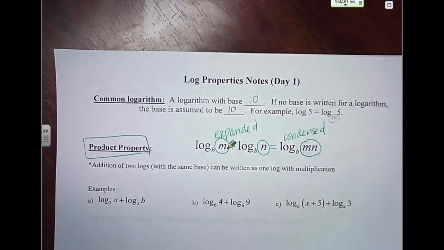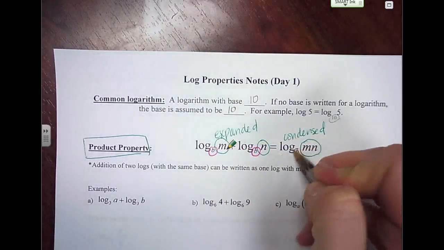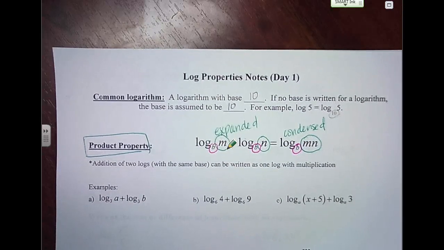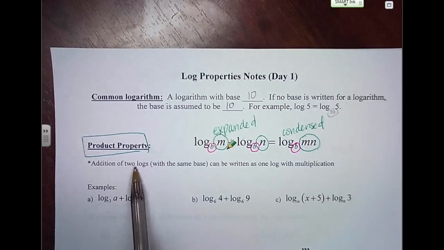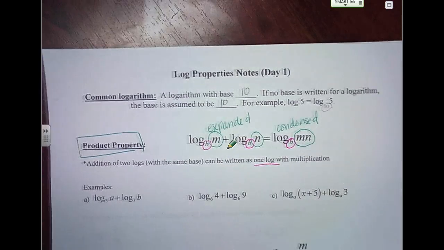Another thing to note about this is the bases have to be the same. Here they use b as a base. They must be the same across the whole equation. So this says addition of 2 logs with the same base can be written as 1 log with multiplication.